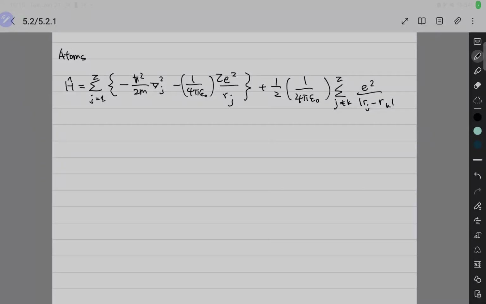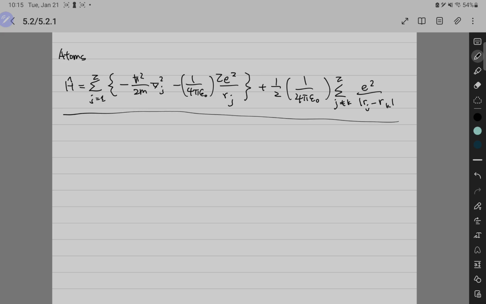In this video, I'm going to quickly go through the concept of the Hamiltonian for an atom. In this case, for example, I want to talk about the Hamiltonian for helium, because that is the simplest system after hydrogen, right? After hydrogen, it is helium. So we have the Hamiltonian for atoms. This is our equation here.